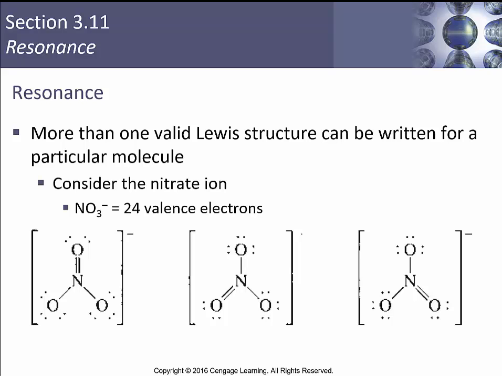Section 311, resonance. Lewis structures are going to tell us how our molecules are built, how they're hooked together, but a problem arises when more than one valid Lewis structure can be written for a particular molecule. So if we look at this nitrate ion, we've got NO3 minus, 24 valence electrons. We're going to put nitrogen in the middle. We're going to have a single bonded oxygen, another single bonded oxygen, and then a double bonded oxygen. But there is nothing to say whether it's going to go to the top oxygen, the left one, or the right one, right?